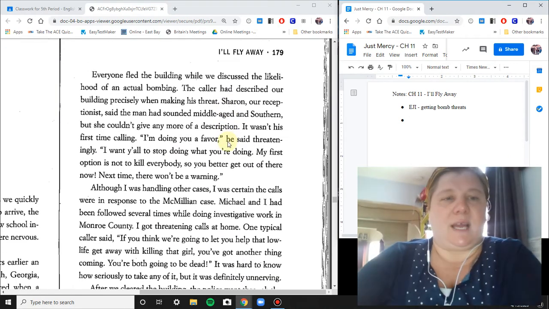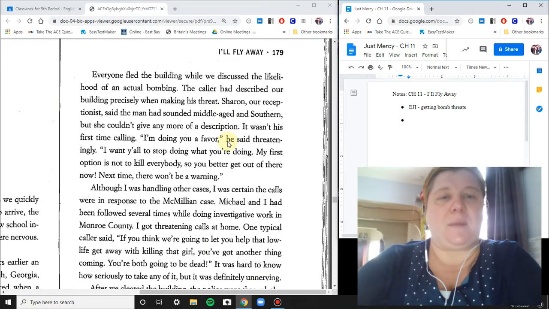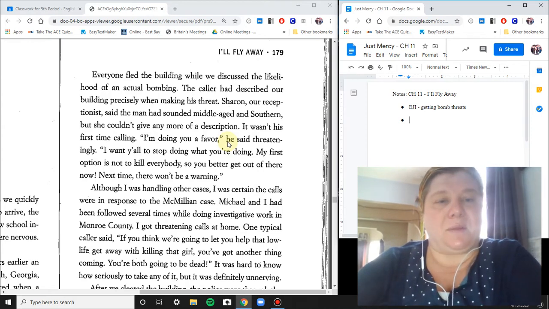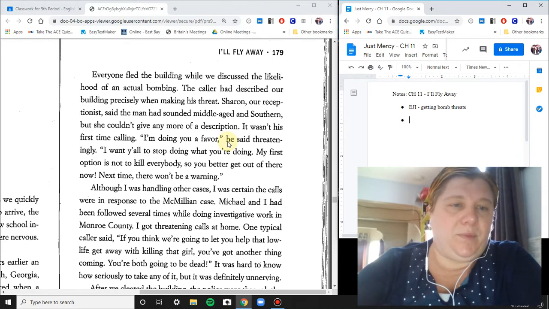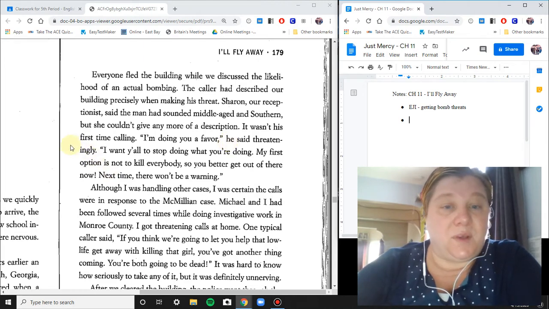Everyone fled the building while we discussed the likelihood of an actual bombing. The caller had described our building precisely when making the threat. Sharon, our receptionist, said the man sounded middle-aged and southern, but she couldn't give any more description. It wasn't his first time calling. "I'm doing you a favor," he said threateningly.